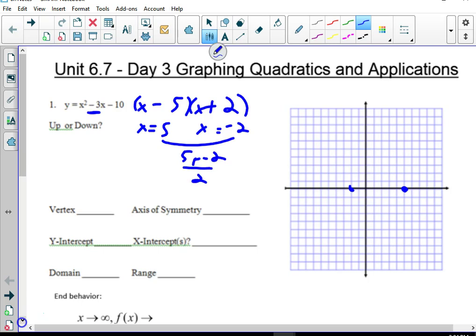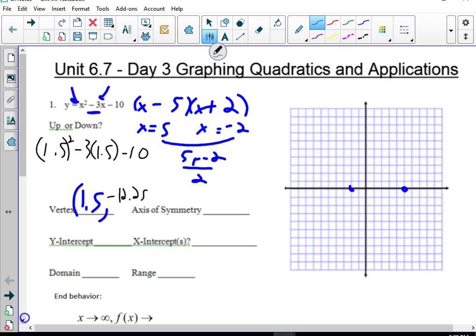Okay, so what is that? What's 5 minus 2? 3. And 3 divided by 2 is? It is a decimal. You have calculators. Find it. 1.5. So the vertex is at 1.5 comma something. So plug that in on your calculators right now. Put in parentheses 1.5 squared minus 3, parentheses 1.5, minus 10. Negative 12.25. Okay, negative 12 1/4.